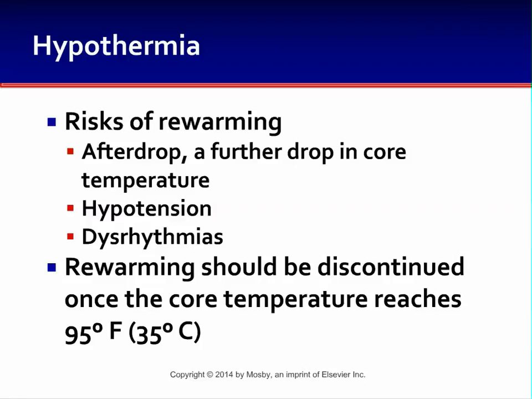The risks of rewarming include an afterdrop, which is a further drop in the core temperature, hypotension, and dysrhythmias. Rewarming should be discontinued once the core temperature reaches 95. Afterdrop occurs when cold peripheral blood returns to the central circulation.